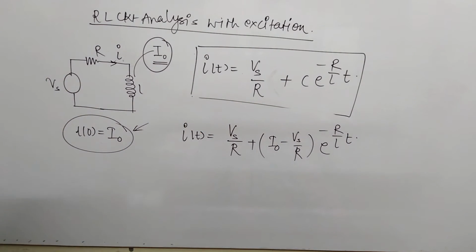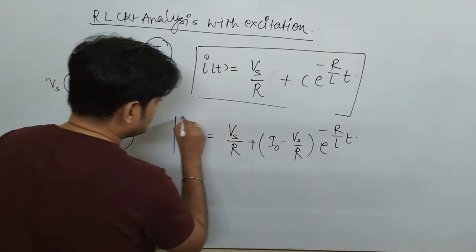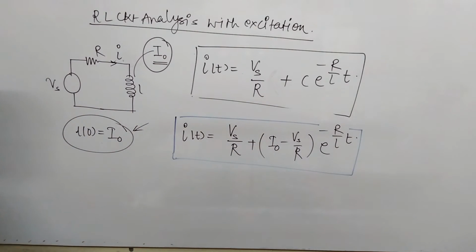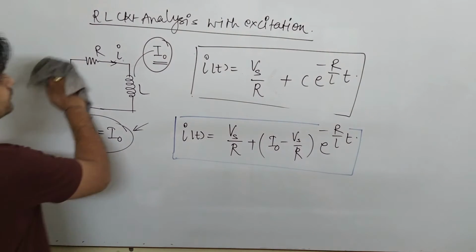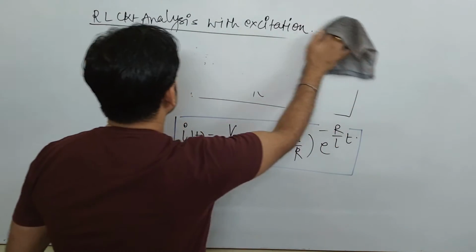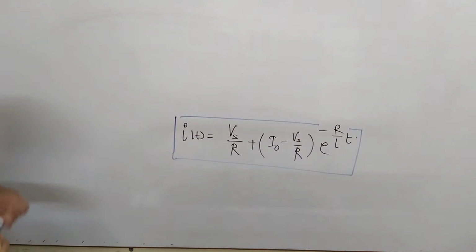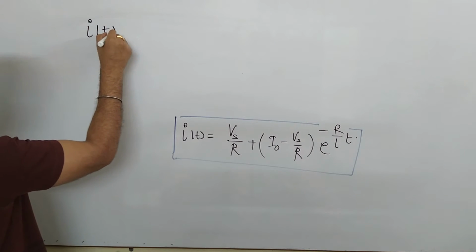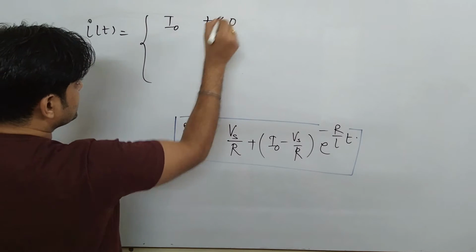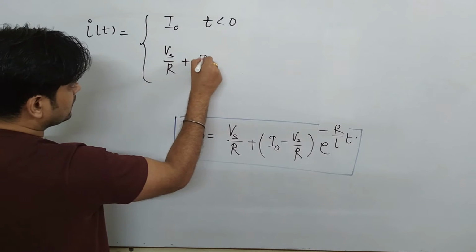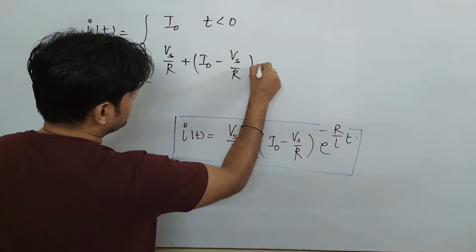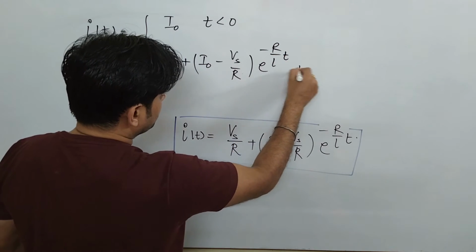So yes, this is the solution for current across the inductor in case of RL circuit which is excited by some source Vs. Okay, so if I write in a general form, the current I(t) is also mentioned in the form of I naught for t less than 0, and Vs upon R plus (I naught minus Vs by R) into e to the power minus R by L t for t greater than 0.